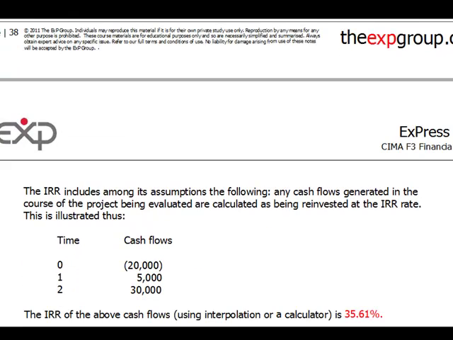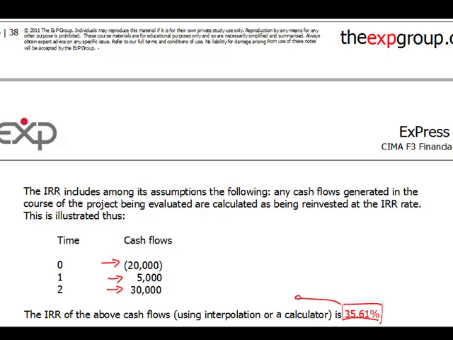Let's assume a project like this. You have to put 20,000 on the table in year 0, and then you will earn 5,000 in year 1 and 30,000 in year 2. Now, the internal rate of return on this project is 35.61%, and that's cool. However, internal rate of return has one big disadvantage.